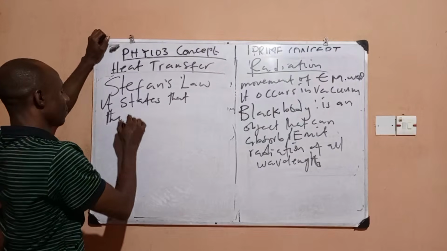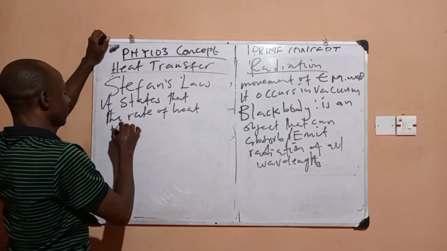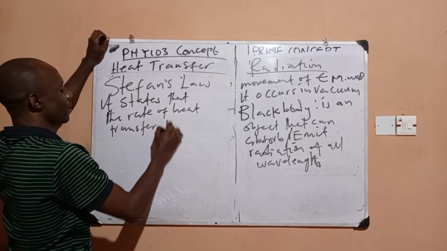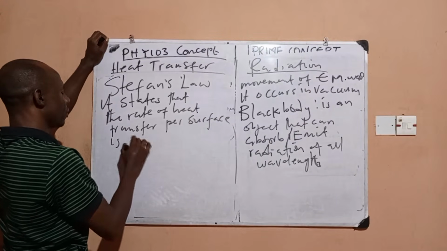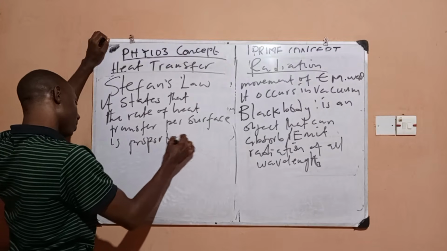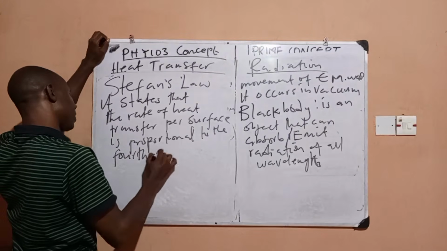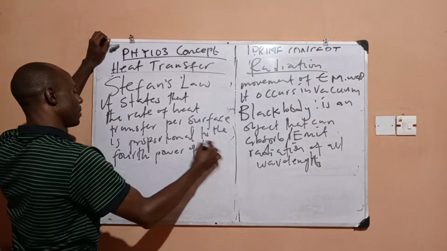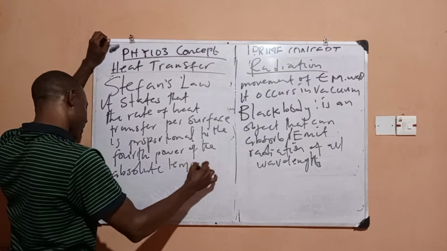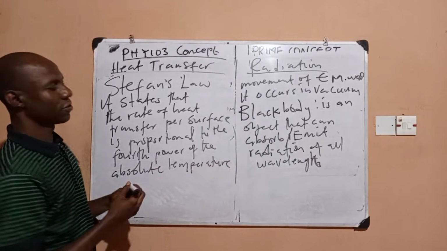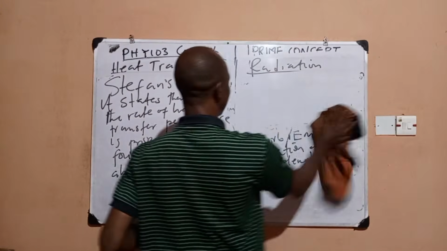the rate of heat transfer per surface area is proportional to the fourth power of the absolute temperature. So that is Stefan's law.